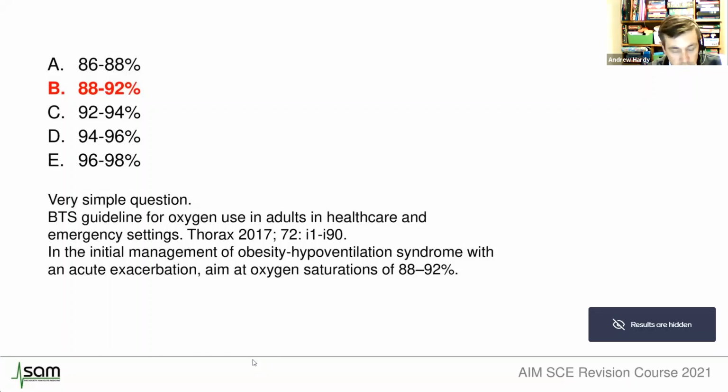So other risk factors for type 2 respiratory failure: moderate to severe COPD, long-term oxygen use, kyphoscoliosis, any sort of neuromuscular diseases, overdose of sedatives or narcotics, and obesity, as is the case here. So again, I think that's a fairly straightforward one, and most of you got the right answer there, so that's good.